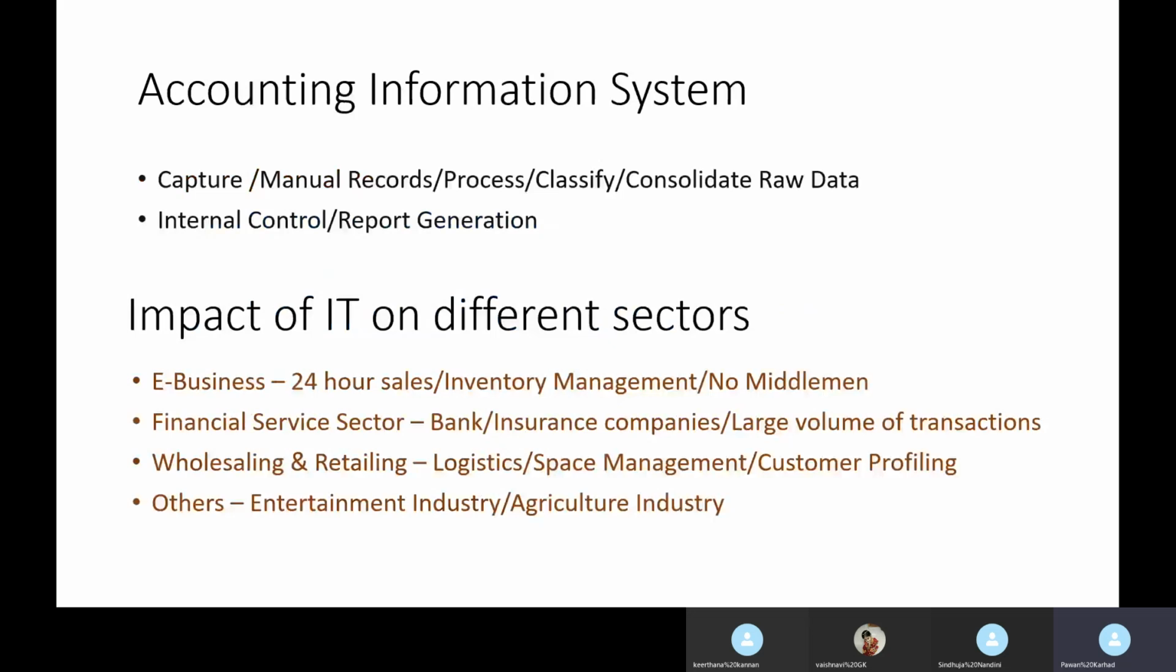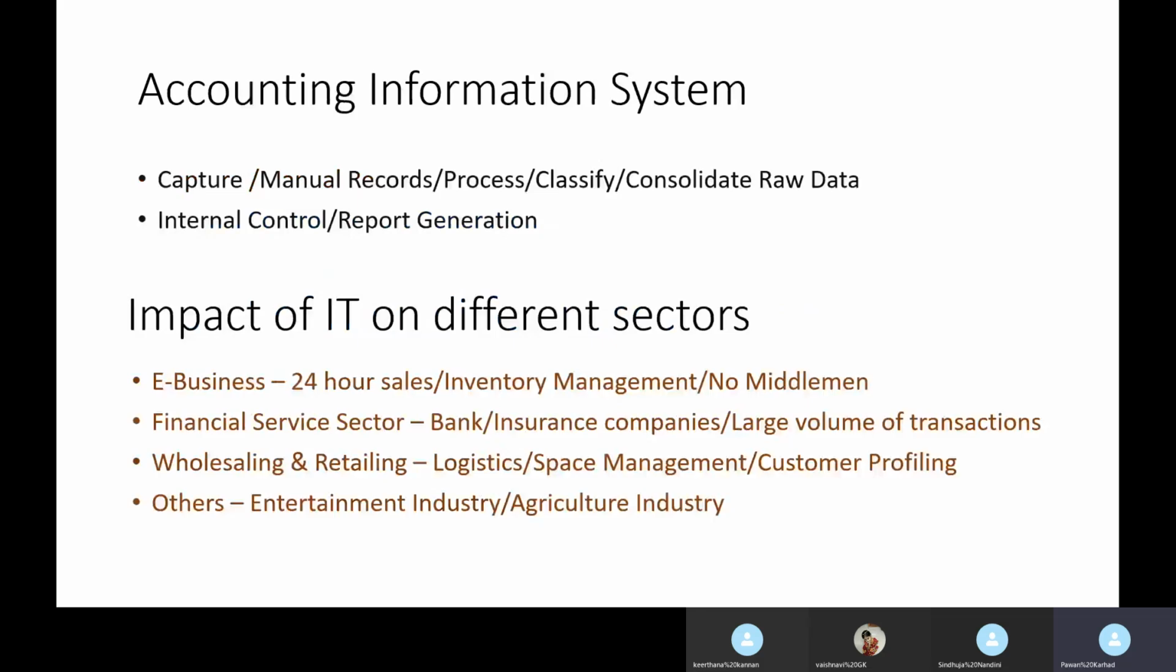We also used to maintain manual records. Now, whatever data was captured or maintained in manual records, we used to process it. What does processing mean? We used to prepare the general ledger. After that, we used to do ledger entries. We used to classify this data, and we used to consolidate raw data.